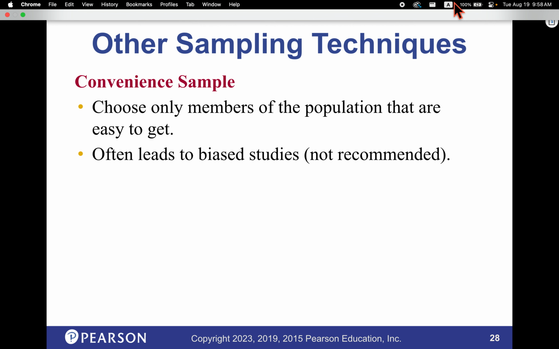This is probably the worst kind of sample, but it's also the easiest to take, a convenience sample. So I want to find out something. It's easy to get.